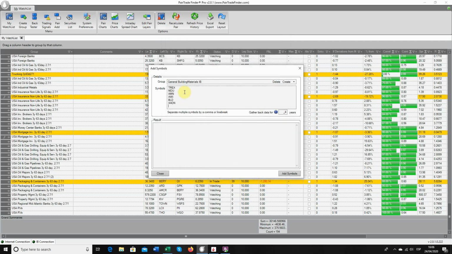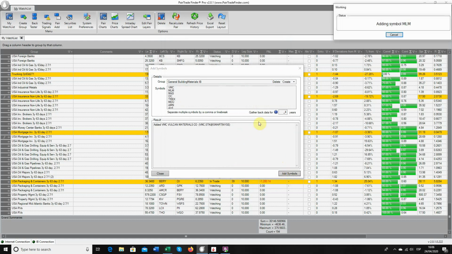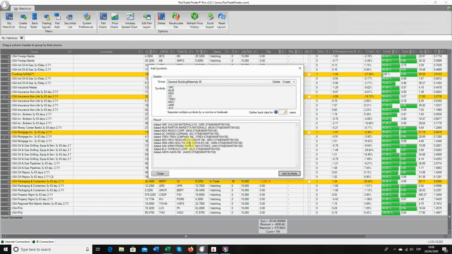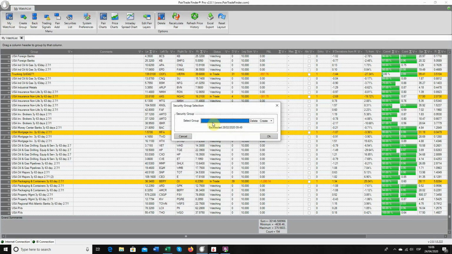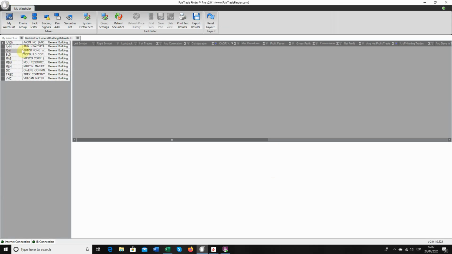Then we paste the symbols we've just copied into the Add Symbols section. We hit Add Symbols, and PairTrade Finder Pro is pulling from IB historic adjusted close data for the last 4 years on each one of these symbols. That's been done. We then go to the backtester, and we find our group. And our group is called General Building Materials IB. We highlight that. We hit OK.